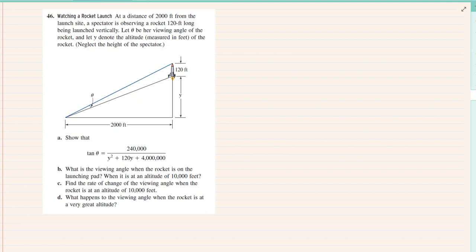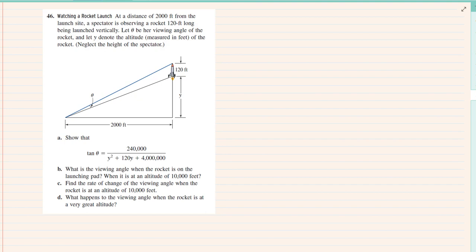Okay, let's take a look at this exercise. In exercise number 46, this is the last one for this section. The question reads, watching a rocket launch. The problem goes, at a distance of 2,000 feet from the launch site, a spectator is observing a rocket 120 feet long being launched vertically. Let theta be her viewing angle of the rocket, and let y denote the altitude measured in feet of the rocket. Neglect the height of the spectator.